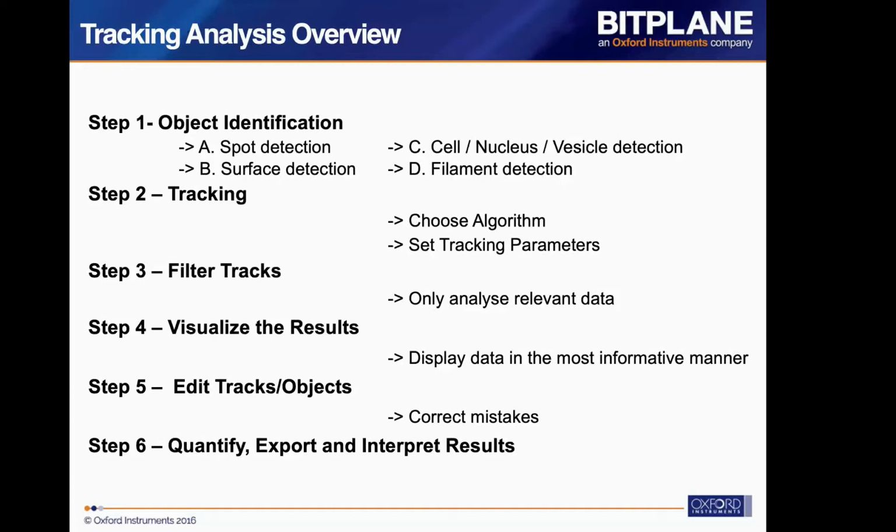And step 5, edit tracks and objects, which is to correct the mistakes from the automatic tracking. Usually our image is not 100% ideal for automatic tracking algorithms. So in that case, we may see some mistakes. This step is to correct those mistakes to get more accurate results. The last step is to quantify, export, and interpret the results using the statistic tab. Or in the end, we can also use a module in Imaris called Vantage to plot your tracking result. And for the Vantage module, we should have another session just focusing on that plotting module.